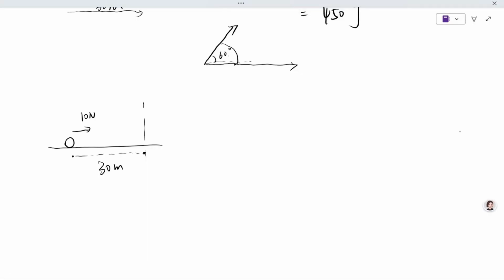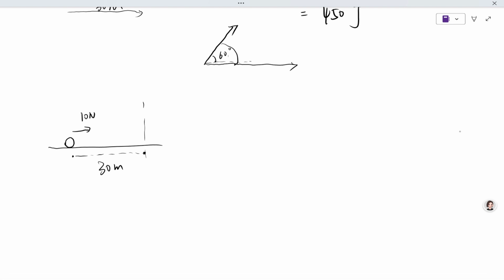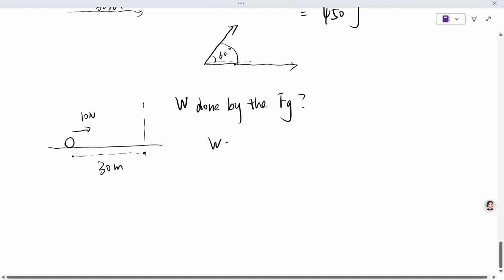And now let's go back to the first example. This is still a ball traveling on a horizontal track, and it is going forward with a force of 10 newtons, and it travels along the horizontal track by 30 meters. And now I'm asking you, what is the work done by the gravity? Well, we can still use that formula, obviously. Work is equal to F times D times cosine theta.